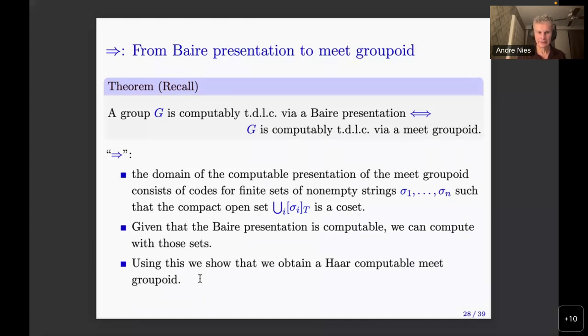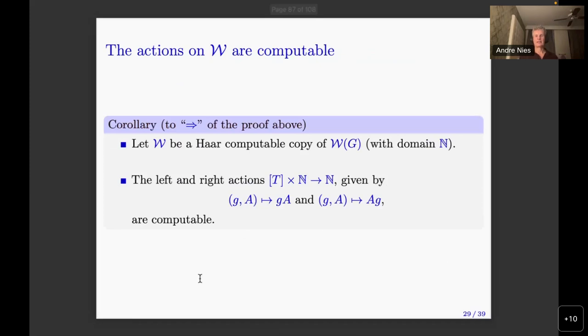Again, a lot of details missing here. There's a nice corollary to that direction. Actually, the action of G on its meet groupoid is computable, where G is concretely presented as the set of paths of some computably locally compact tree, and the meet groupoid is really a structure on natural numbers.